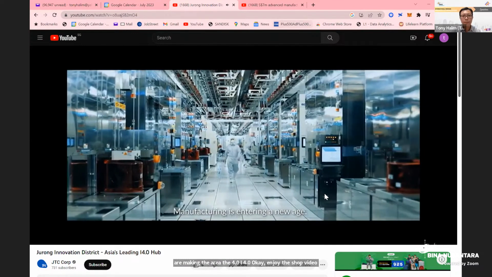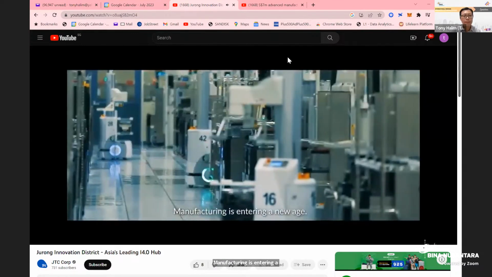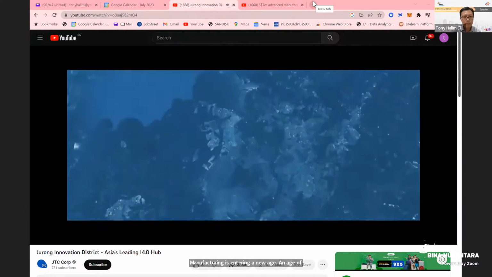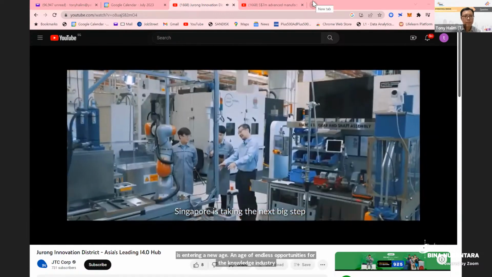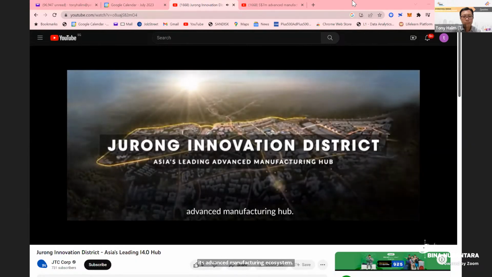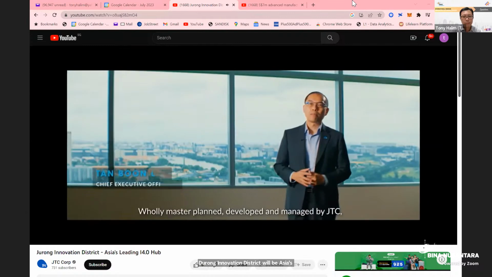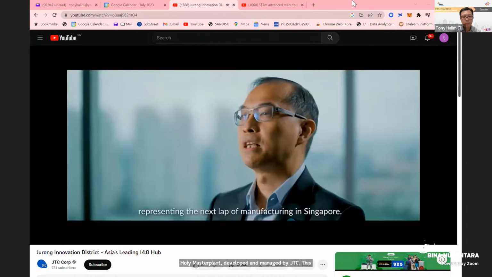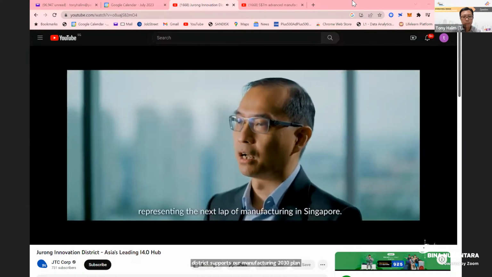Manufacturing is entering a new age. An age of endless opportunities for the knowledge industry. Singapore is taking the next big step in developing its advanced manufacturing ecosystem. Jurong Innovation District will be Asia's leading one-stop advanced manufacturing hub. Wholly master planned, developed and managed by JTC. This district supports our Manufacturing 2030 plan, representing the next lap of manufacturing in Singapore.